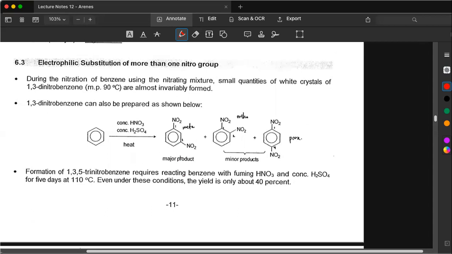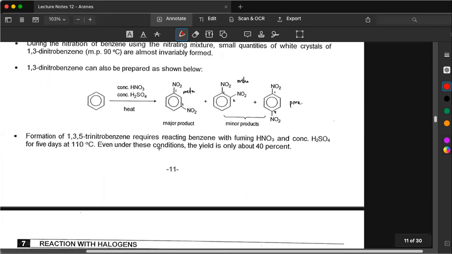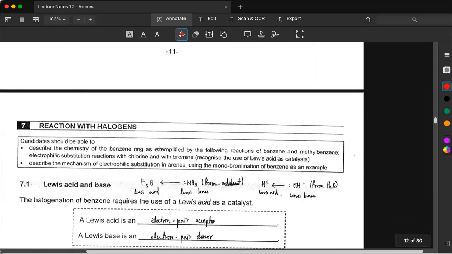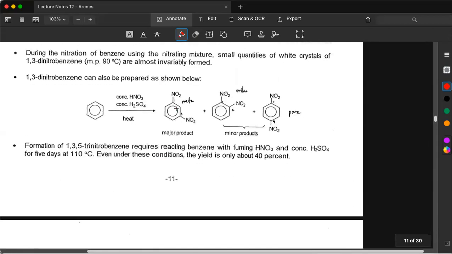All right. Now, the reactions with halogens. So meta is a major one.